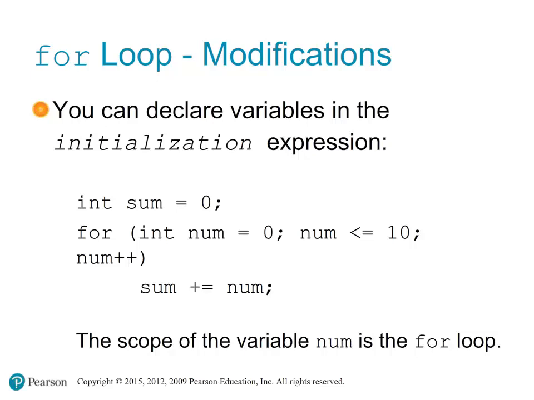The variable num is only accessible within the for loop. Its scope is limited to the for loop, making it unavailable outside of it.